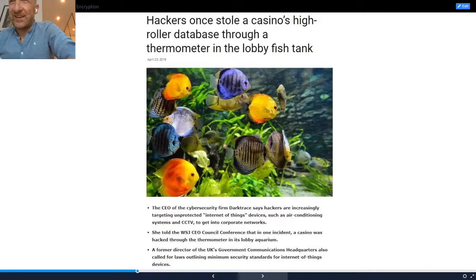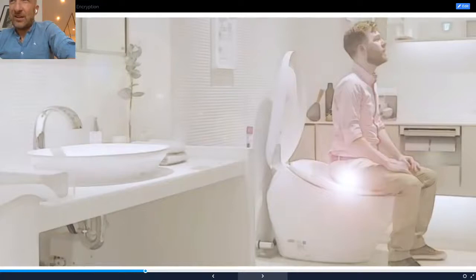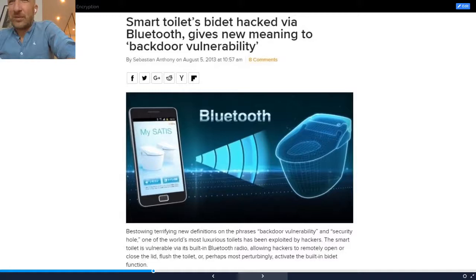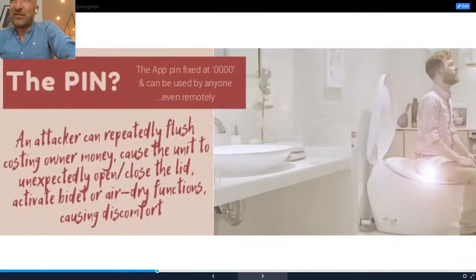Here is a toilet, which can be linked to your mobile phone. You say, well, what's the problem here? It was from Satis. They had a free Android app that allowed you to lower the toilet seat as well as other things. But there was a backdoor vulnerability discovered in this. It allowed hackers to remotely open or close the lid, flush the toilet, or even activate the built-in bidet function. They could repeatedly flush the toilet, costing money and everything else, because the app PIN was fixed at 000. So anyone can use it, even remotely.